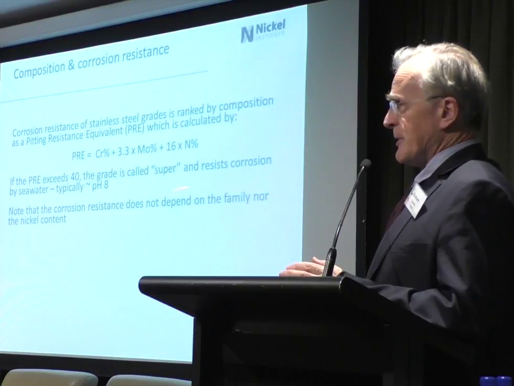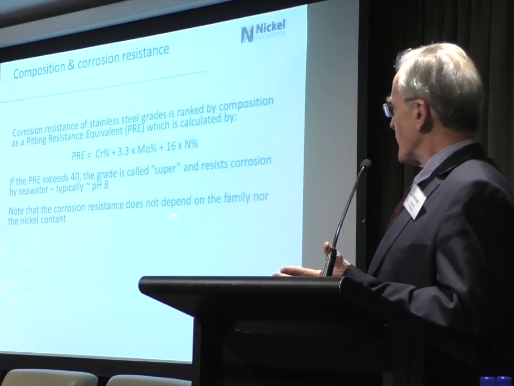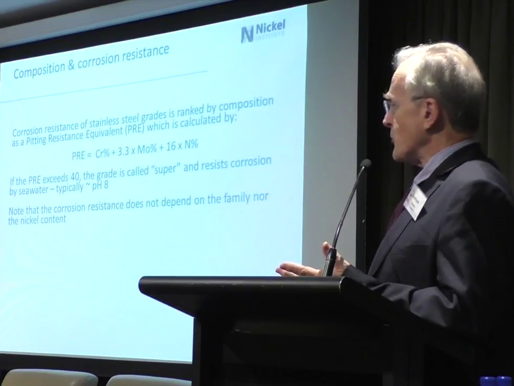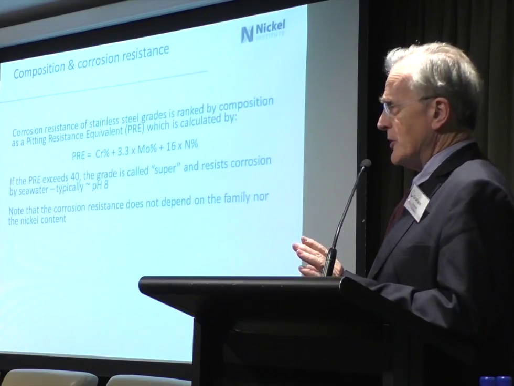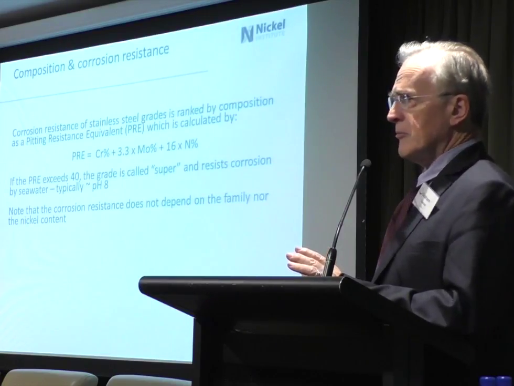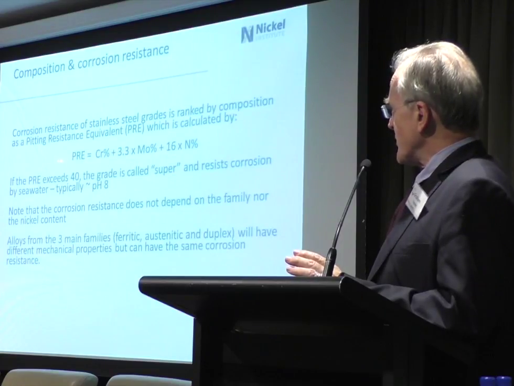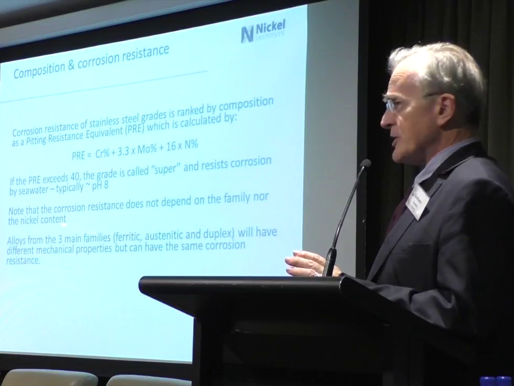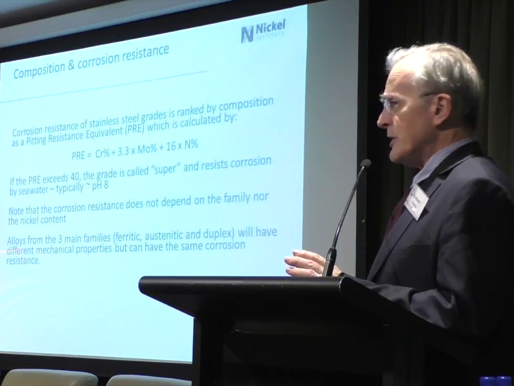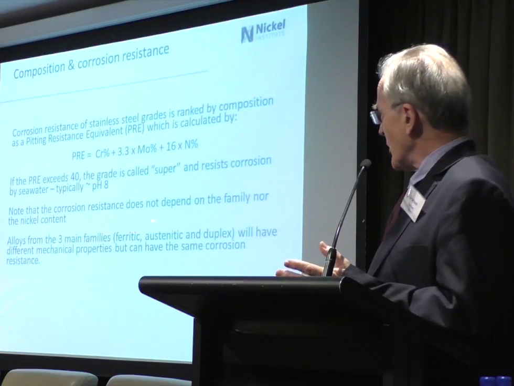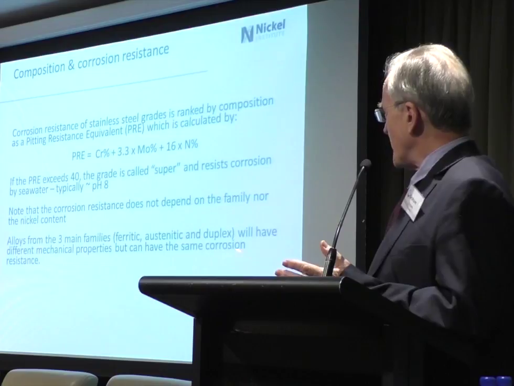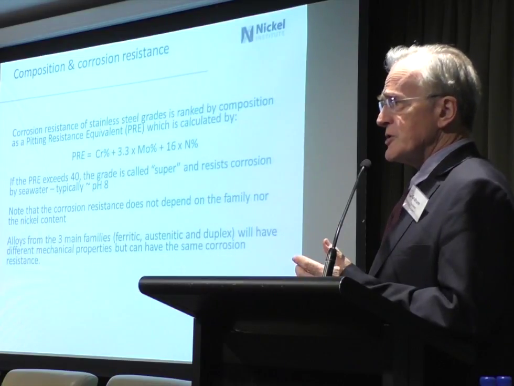Corrosion resistance doesn't depend on whether it's a duplex or an austenitic or a ferritic, and it doesn't depend on the nickel content either. So low nickel, high nickel, really doesn't matter in terms of corrosion resistance. In these three families, the ferritic, austenitic and duplex, you can get any mechanical properties you like, provided they fit in with that, but you can have exactly the same corrosion resistance.